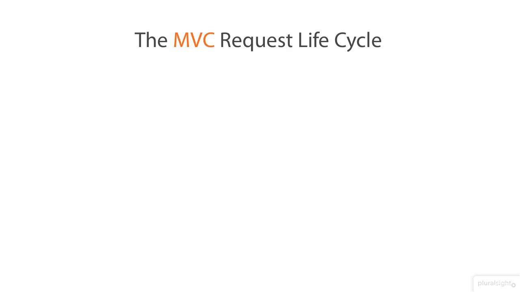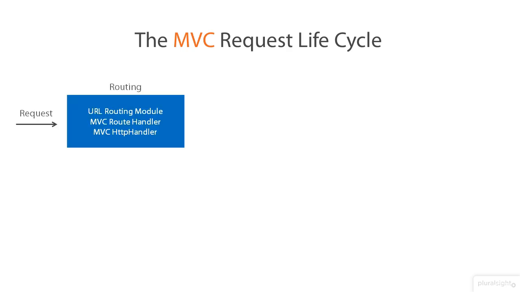Now, the entry point for every MVC application begins with routing. After the ASP.NET Platform has received a request, it figures out how it should be handled through the URL routing module. Modules are .NET components that can hook into the application lifecycle and add functionality. We'll look at this more later. The routing module is responsible for matching the incoming URL to routes that we defined in our application.